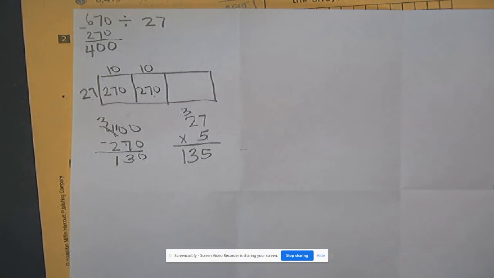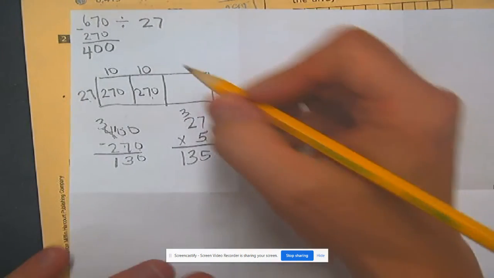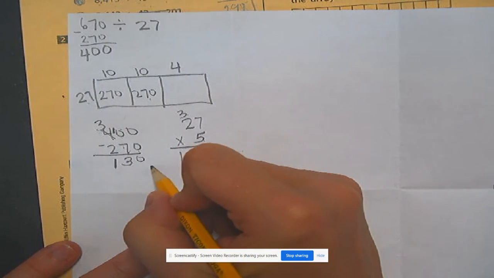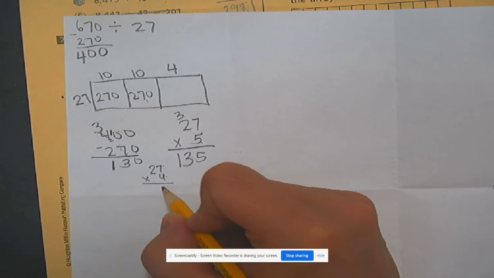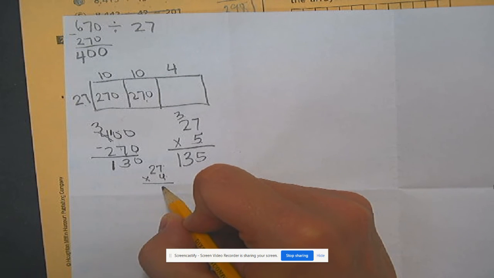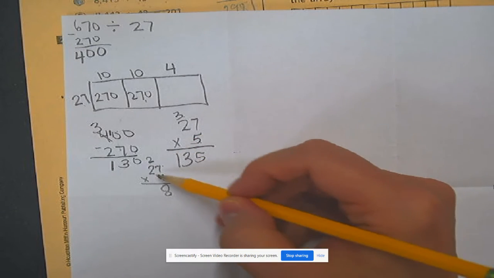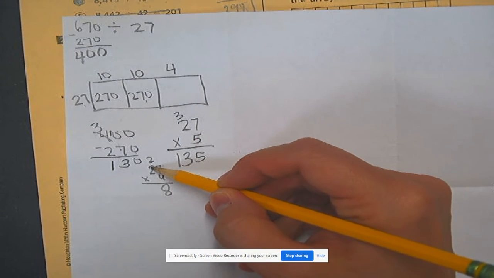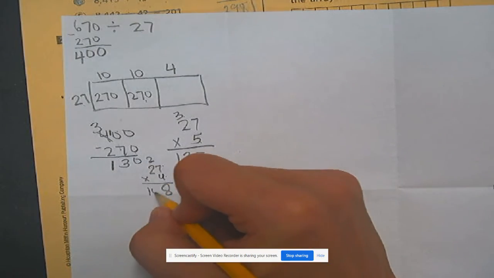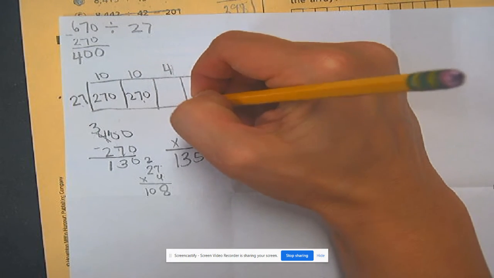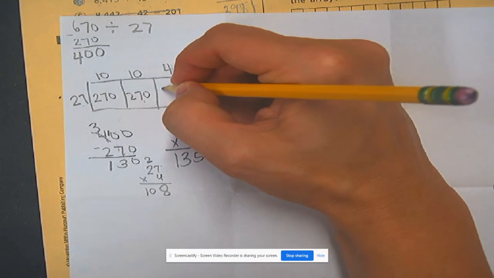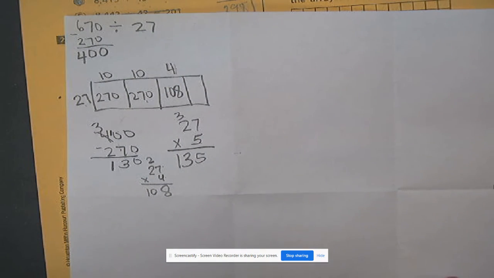Whoa, close. But just a little bit too big. So what do we want to try? 4. Well, what's 27 times 4? 4 times 7 is 28, put down my 8, carry my 2. 4 times 2 plus 2, 10. Okay, so that gives me 108. So now what do I need to do?